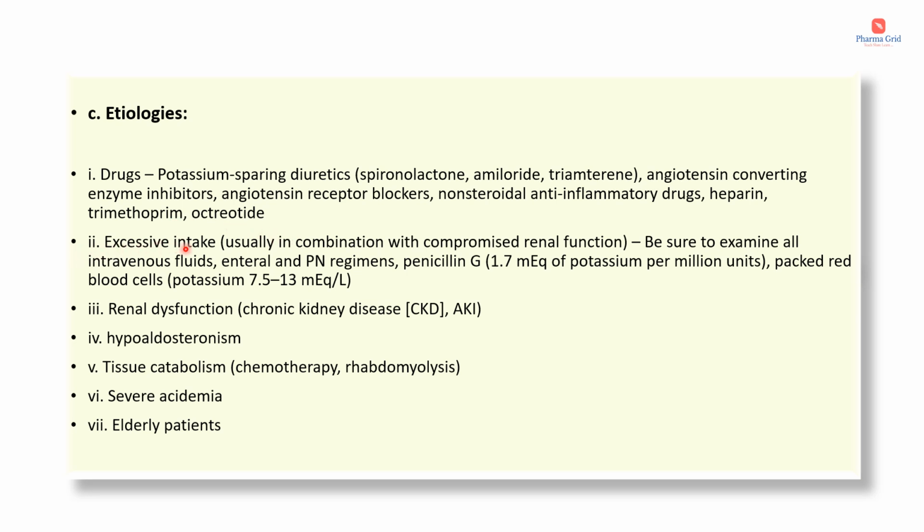The next etiology is excessive intake, usually in combination with a compromised renal function. Be sure to examine all intravenous fluids, enteral and parenteral regimens. Then penicillin G. Penicillin G contains 1.7 milliequivalent of potassium per million units. Then packed red blood cells. Potassium content is 7.5 to 13 milliequivalent per liter. Then renal dysfunction, as in case of chronic kidney disease, then acute kidney injury. Then hypoaldosteronism, tissue catabolism, such as in cases of chemotherapy, rhabdomyolysis, severe acidemia, then elderly patients.